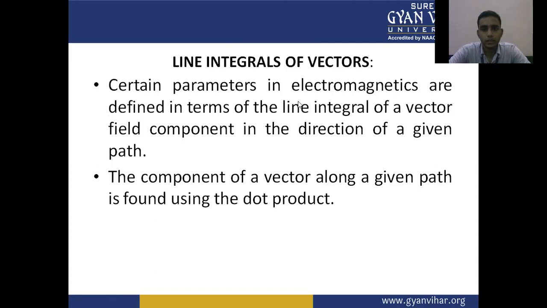Now we have the line integral of vectors. Certain parameters in electromagnetics are defined in terms of the line integral of a vector field component in the direction of a given path. The component of a vector along a given path is found using the dot product. We have already discussed the dot product of vectors in the previous lectures.